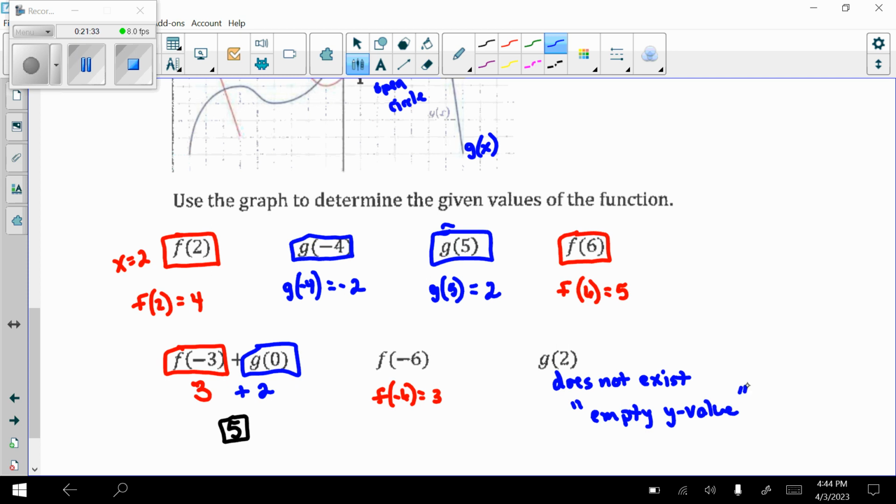So a little bit of evaluating from graphs. We can evaluate from graphs. We can evaluate from expressions, and a little bit on domain and range. So hopefully that helps you.